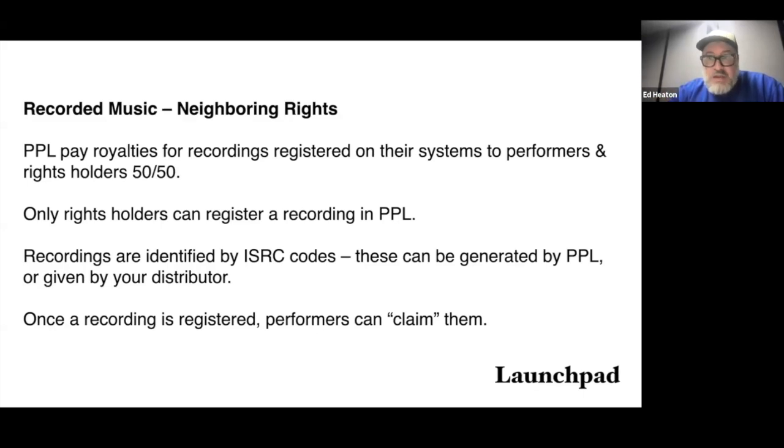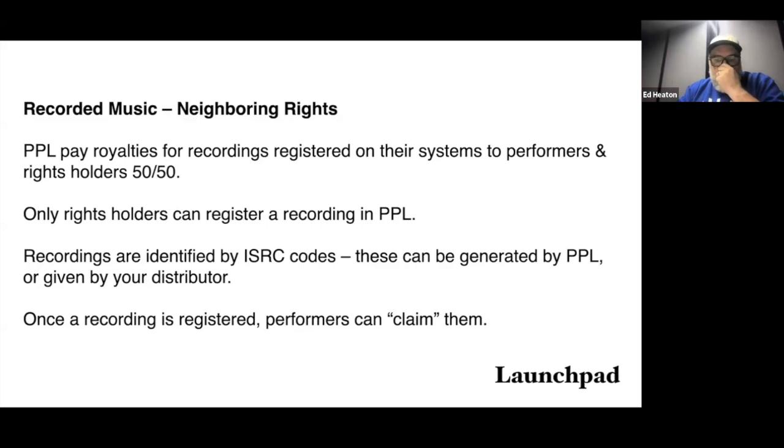ISRC is really important. These can be generated by PPL or given by your distributor. So if you distribute your music through TuneCore or Ditto, they can give you a code. This is the unique code for that recording, so that recording is attached to that code. It's much like with PRS, where there is a tune code attached to a composition or work. It's the same with PPL, that recording is assigned that code. Now that can actually mean the difference between an instrumental version and a full version. An instrumental version can have different codes because they are essentially different recordings with different elements on them.